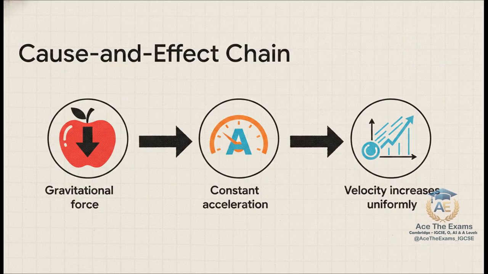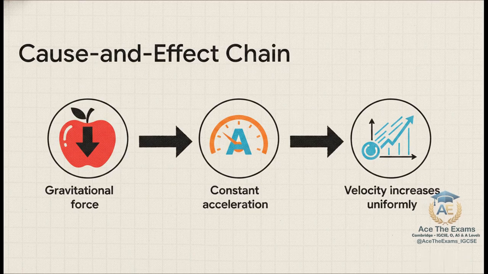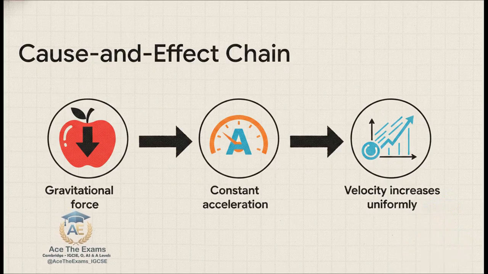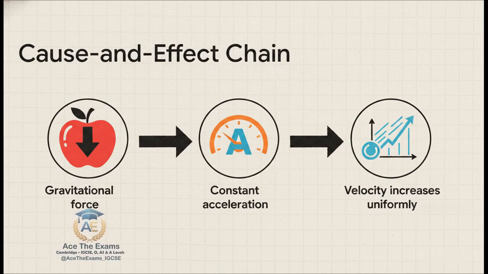Listen, explaining the physics step by step is exactly how you hit those top band mark schemes. You don't just lazily say it falls fast. No way. You state, the gravitational force acts downward on the mass. Boom. That's the cause. Therefore, the object experiences a constant acceleration. Right, that's the immediate effect. As a result, its velocity increases uniformly over time, and that is the final observable phenomenon.